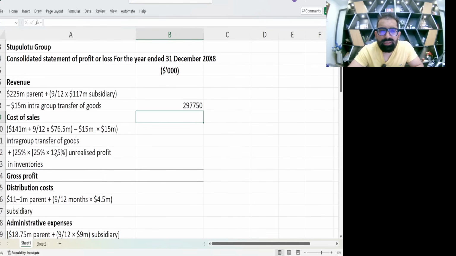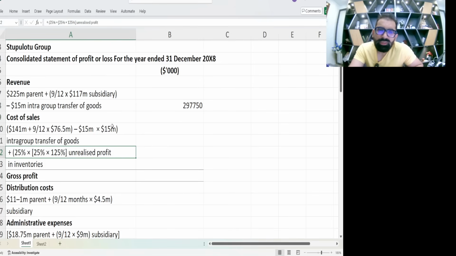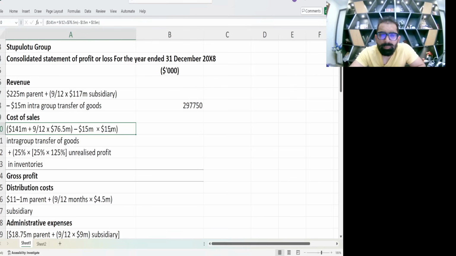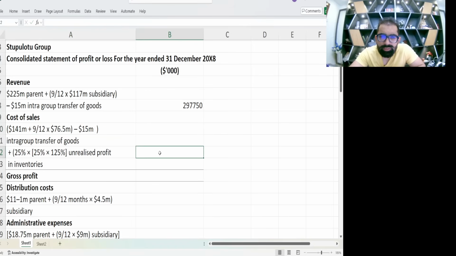And then finally there is a URP. See, this is the calculation of URP. Okay. So finally you will get the cost of sales equal to 184125.